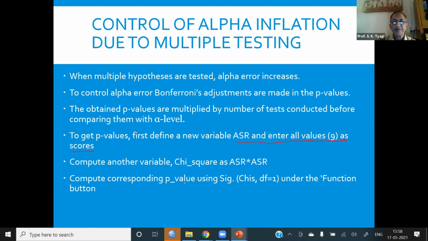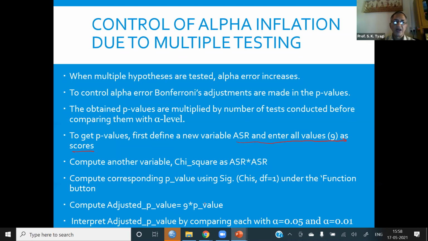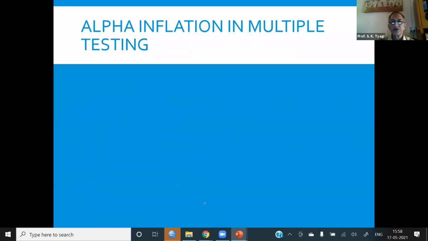Compute the corresponding p-value using the function significance chi-square with degree of freedom 1 under the function button. Then compute the adjusted p-value by multiplying this p-value by 9. And interpret these adjusted p-values by comparing with the alpha level, either 0.05 or 0.01.